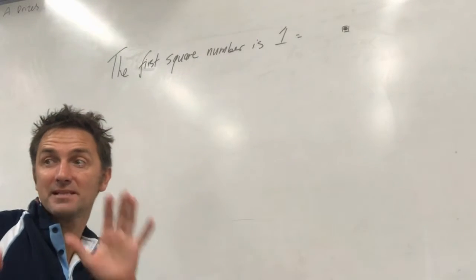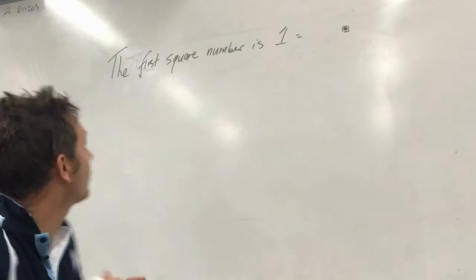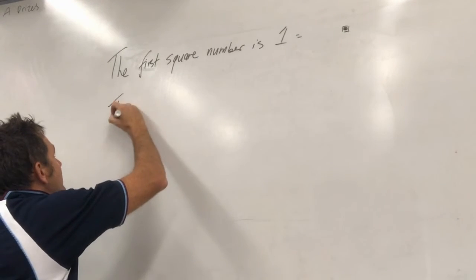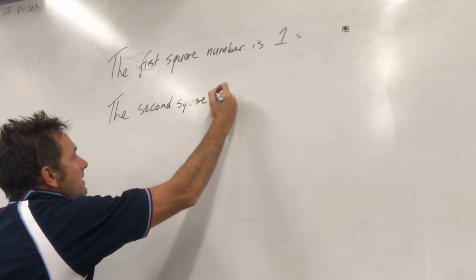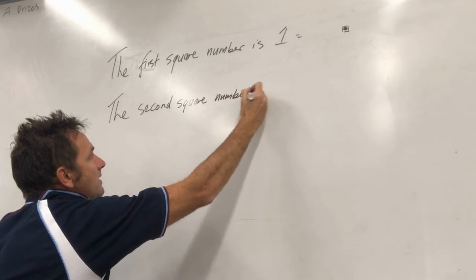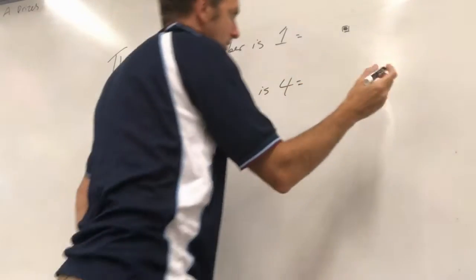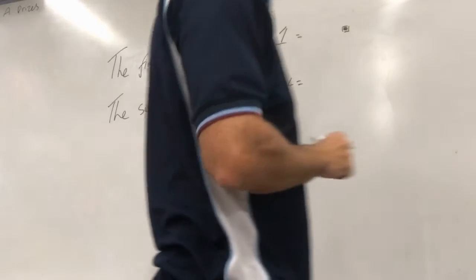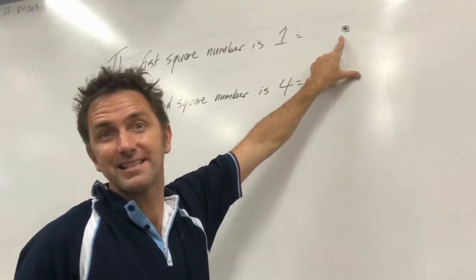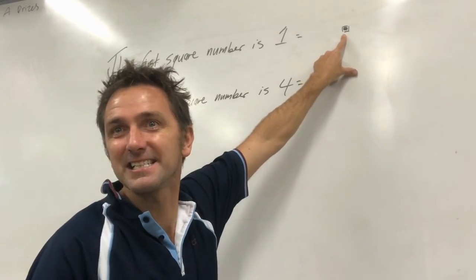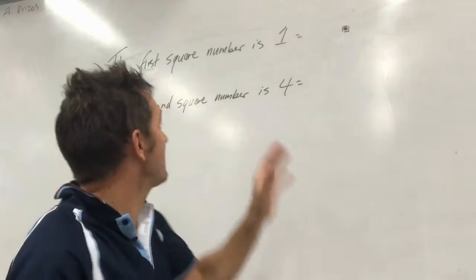Can anyone tell me the second square number? Aaliyah? 4. It is 4. Let's write it down. The second square number is 4. And look, you can see. How do I explain this? Help me out a bit. I'm not just going to show you. Look. How long is this? How many dots across is this? 1. How many dots up is this? 1. Okay, so now we're up to the second square number.